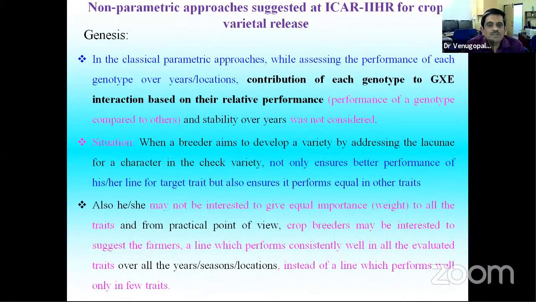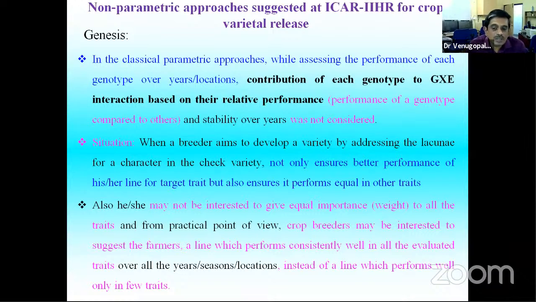So what is the approach we have suggested at IIHR? The classical parametric approach, while assessing the performance of each variety over locations, may not capture the relative performance of the genotypes. Also, when a breeder aims to develop a particular variety by addressing the lacuna for a particular character in the check variety, certainly he will not only ensure better performance of his line, but also ensure other characters in the line he is going to release perform equally well. Another situation is, if he is doing resistance breeding, he may not be interested in giving equal importance to all the traits. That means he has to give importance to the resistance traits.